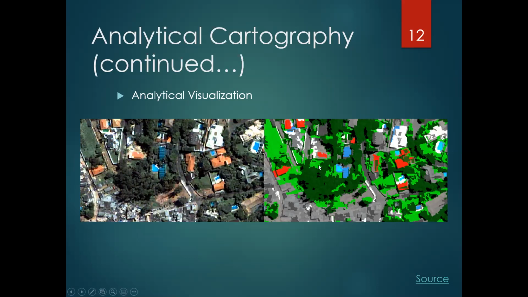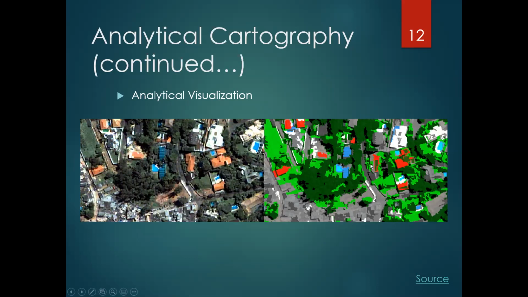On the right side, we have different colors. We have small patches, and the different colors are for different land cover types. This is analytical visualization after analysis. And this analysis specifically here is called classification because it's remote sensing. We use classification methods to differentiate different land cover types.